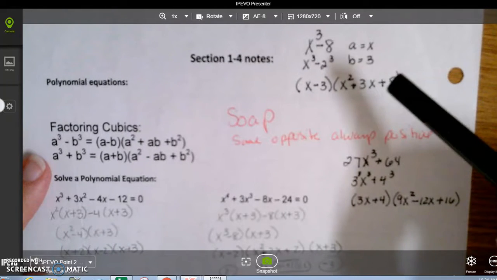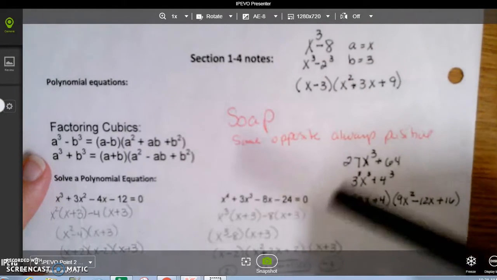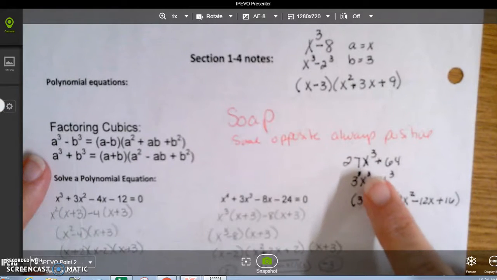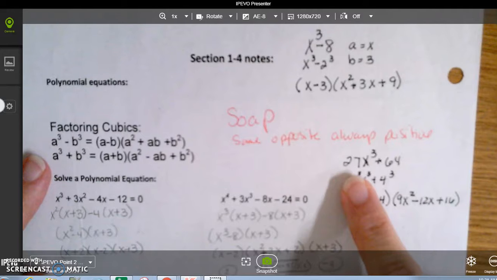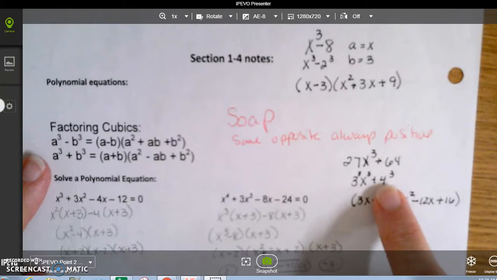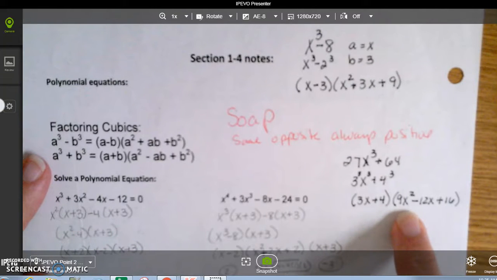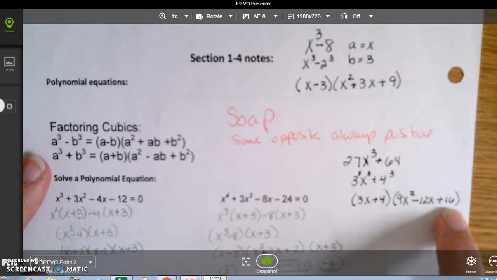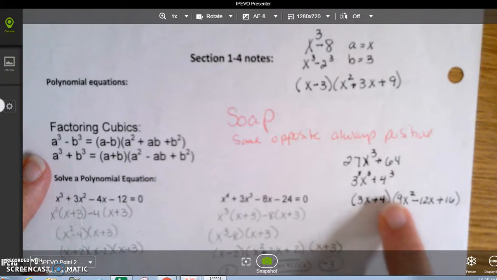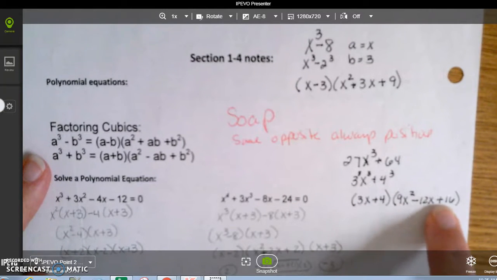Now if I wanted to set this equal to 0, then that's going to change my problem, and I'll show you an example of that in a minute. Here's another one. So my cubic is 27x cubed plus 64. So 27x cubed can be written as 3x cubed, and then the 64 can be written as 4 cubed. So a is 3x, b is 4. So here, you got to remember, if I take 3x and I square it, I get 9x squared. And then a times b would be 3x times 4. And then b squared. The first sign is the same as I started with. The second one is the opposite. And the third one's always positive.